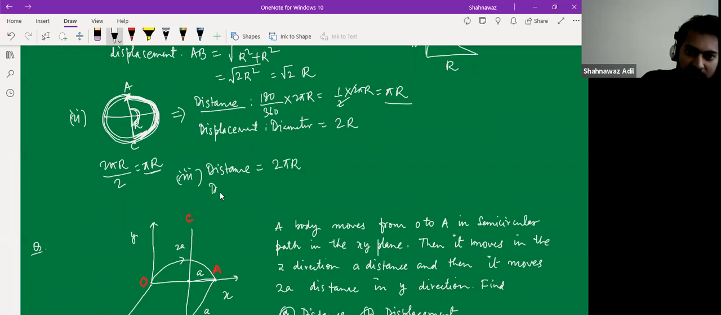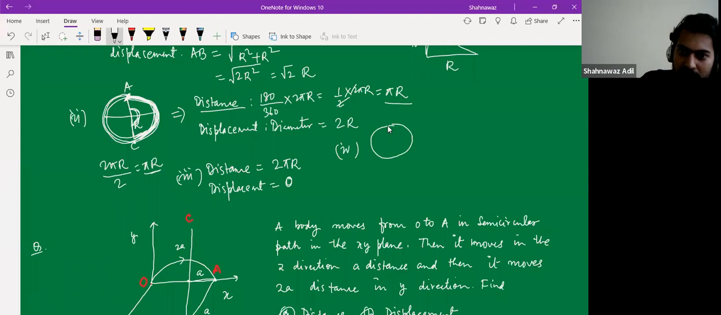And what will be the displacement? Zero. Yes, right. It starts from here and comes back again to here. So your initial and final points are the same, so the shortest distance between them is zero.